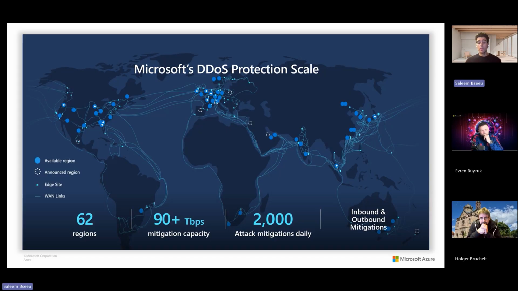It's now more than 90 terabits per second, and that's also increasing with time and with more data centers that we are adding. We do have more than 2,000 attacks that are mitigated daily. You probably heard about the latest attack that happened in Australia with more than 500,000 different source IPs that was mitigated and that targeted just one specific public IP. And something important also to mention is that it provides protection for inbound and also outbound DDoS attacks, which is very important to mention.